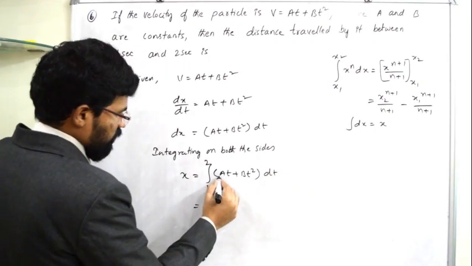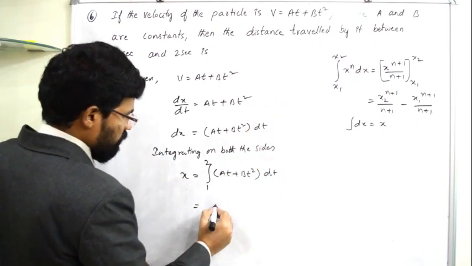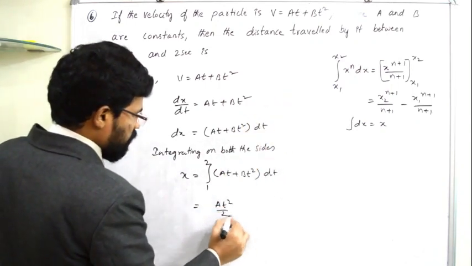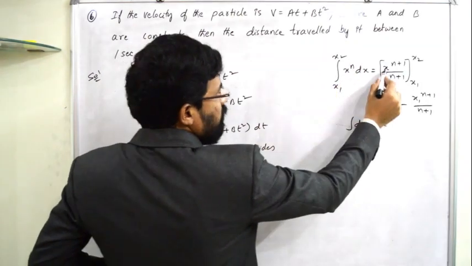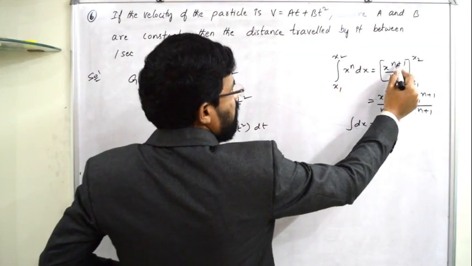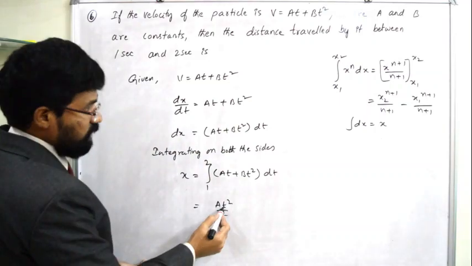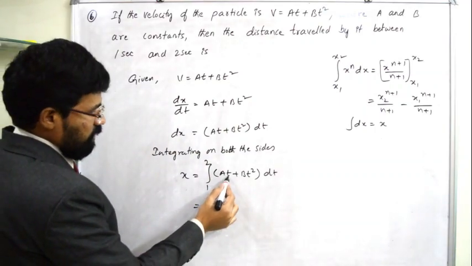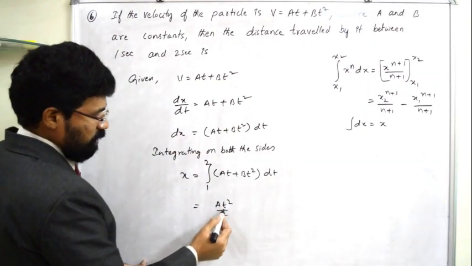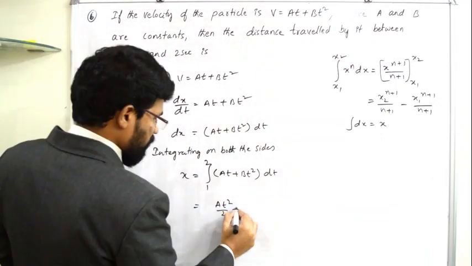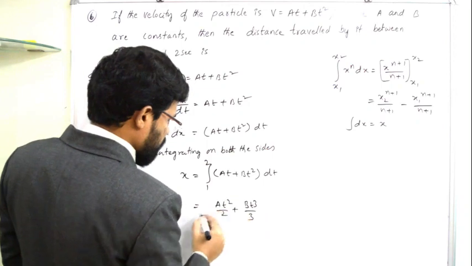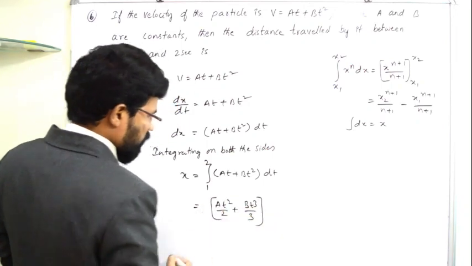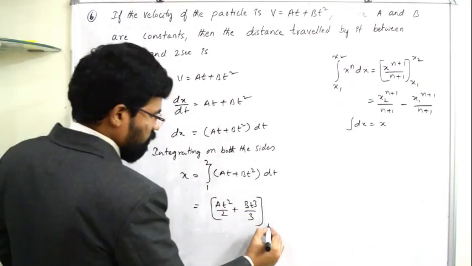So if I integrate this one using the formula, what will I get? a t square by 2. In place of n you have 1, x power 1 plus 1 by 1 plus 1, x square by 2. So here integral t into dt, t square by 2. That's what you will get. Plus similarly here, you will have b t cube by 3. After integrating, you have to apply these limits 1 to 2.